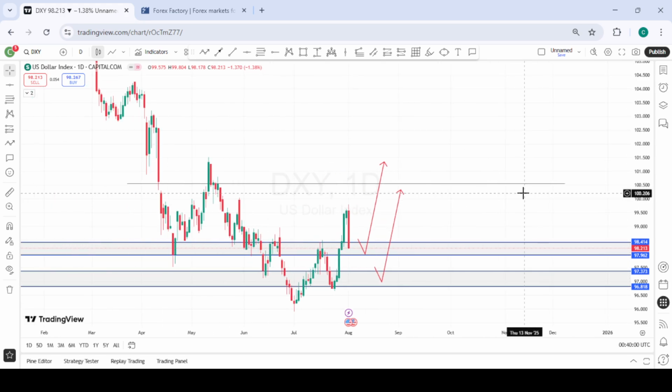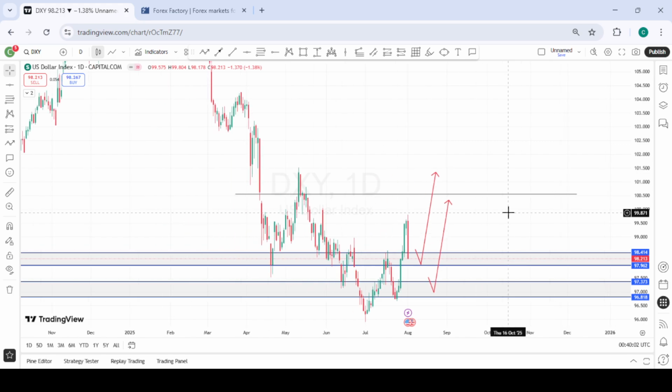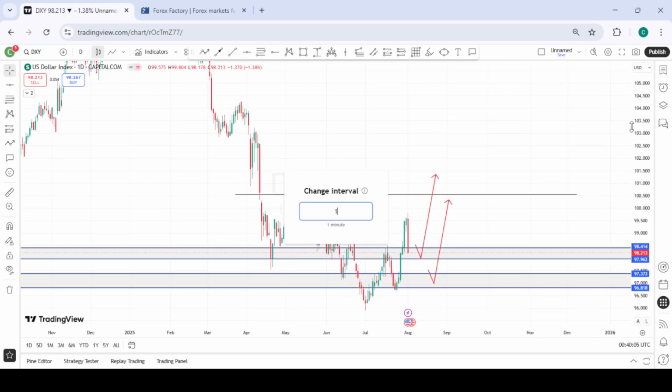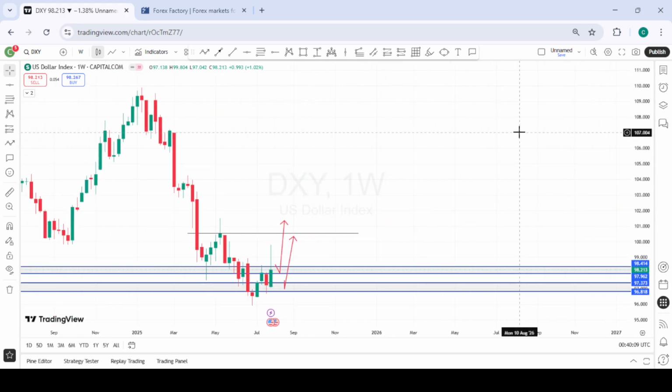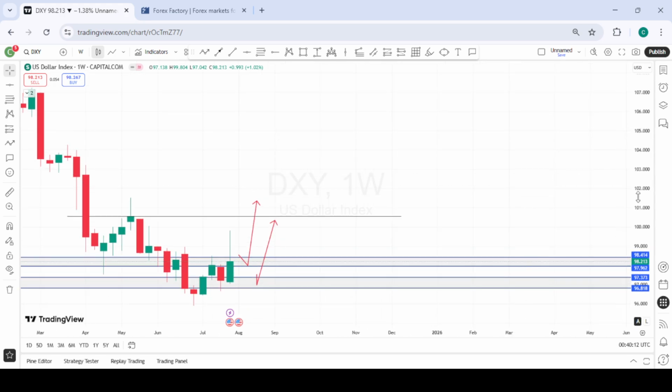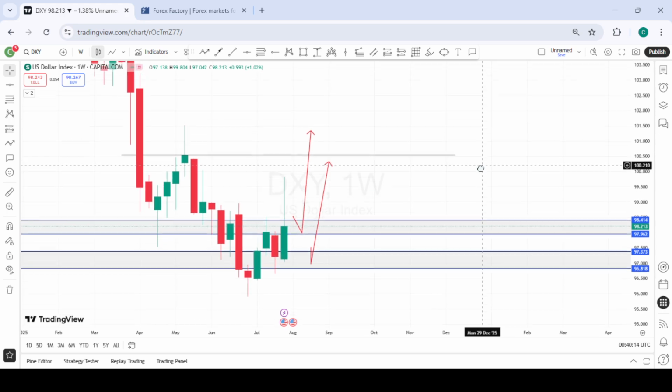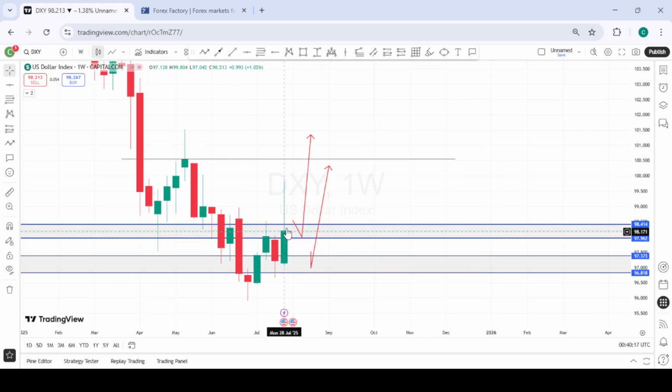And if you look at this critically, on a weekly perspective, price still wicked this structural point. So on a daily perspective, price on DXY is bullish, but the weekly time frame still remains bearish, because this was a very big wick that came down and it never closed above this weekly structural point. So on a weekly perspective, price on DXY is still bearish, but on the daily time frame, price is bullish.